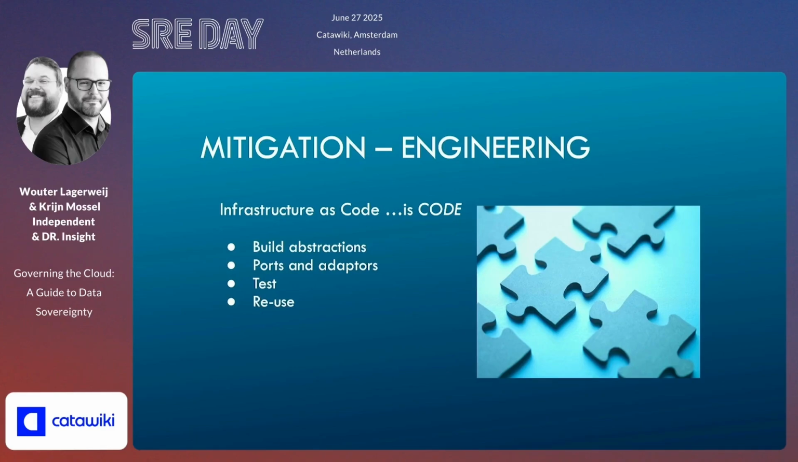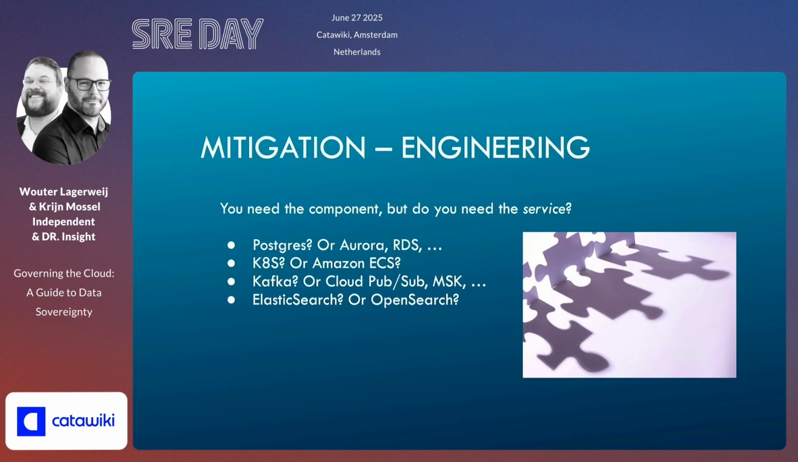Infrastructure as code is code. And you need to do the same things you do with any other code. You build abstraction layers, you isolate components, and you make sure that you encourage reuse. Because if you do need to change, you need to be able to enact on that change at the right level. And that right level is not always the level that is provided to you by GCP or AWS.